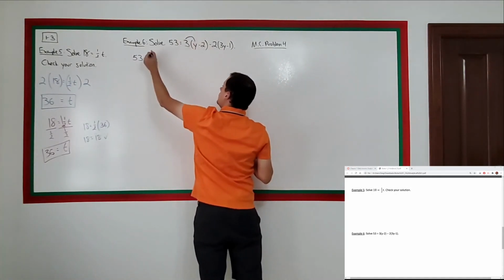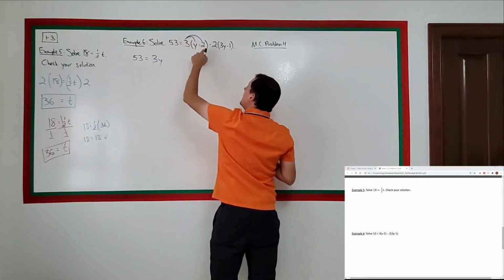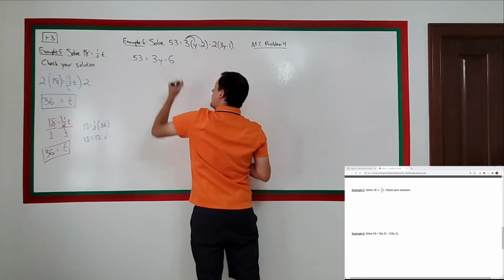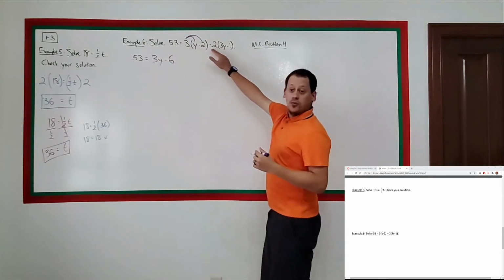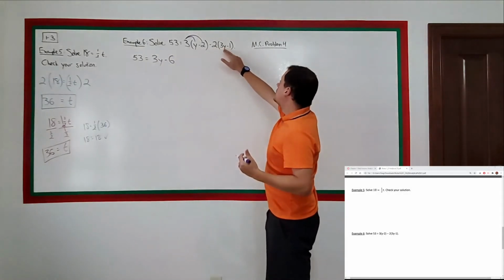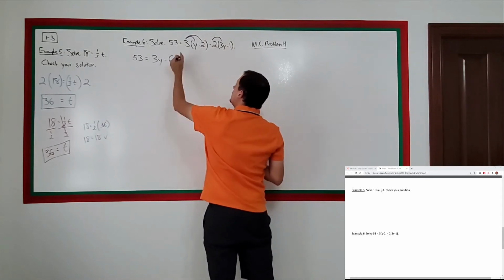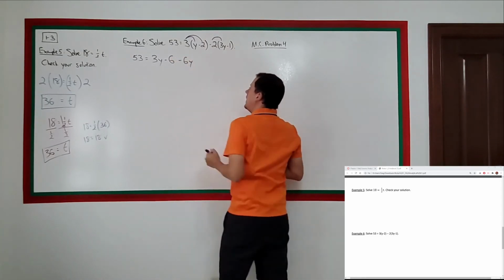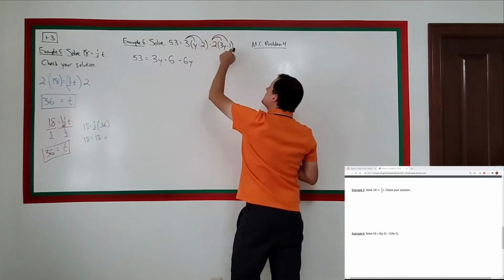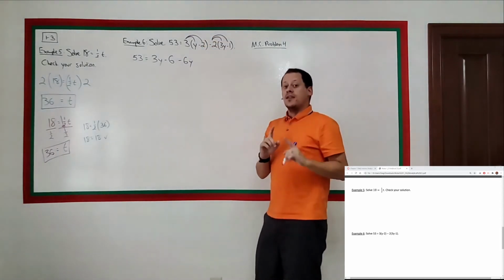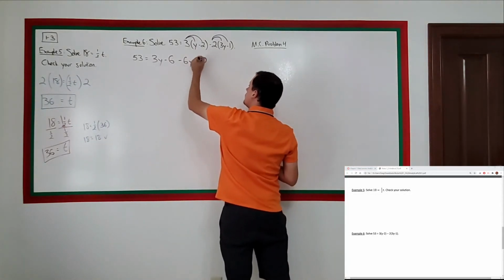3 times y is 3y. 3 times negative 2 is negative 6. And we can also distribute this negative 2 to both of these terms. So we've got negative 2 times 3y, that's negative 6y. And then negative 2 times negative 1. Negative times negative makes positive. 2 times 1 is 2. Positive 2.